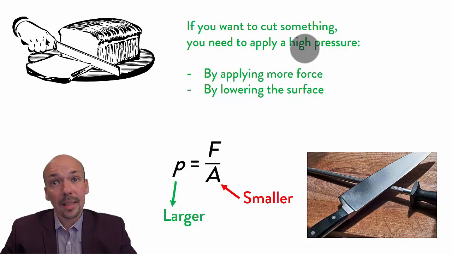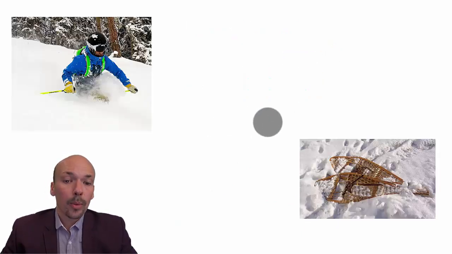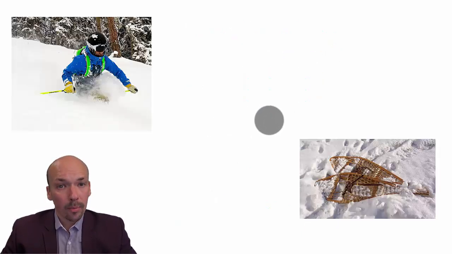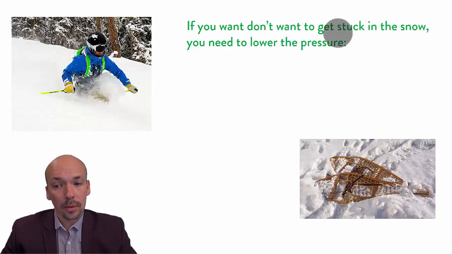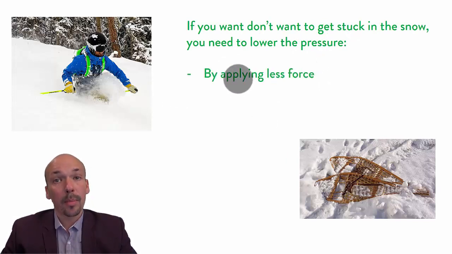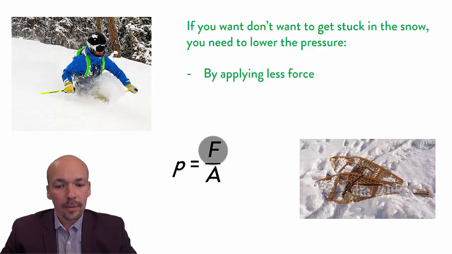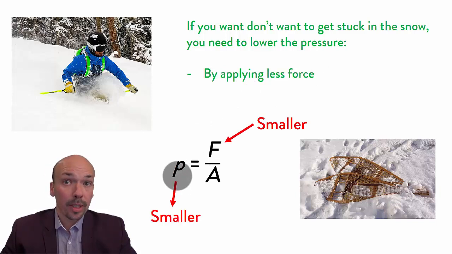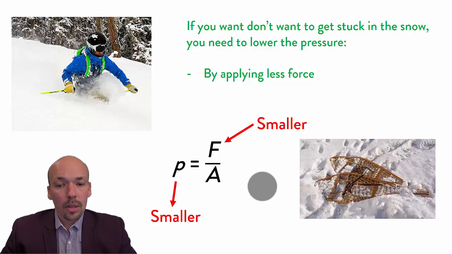The other way around, if you don't want a high pressure but you want a low pressure, for instance when you're walking on snow, if you don't want to get stuck in the snow, you need a lower pressure, and you can do that with 2 things. You can apply less force. So if the force here becomes smaller, the pressure will become smaller. That's not always possible, because if you're walking on snow you cannot just apply less force, because then you have to lose weight very quickly, so that's not always possible.